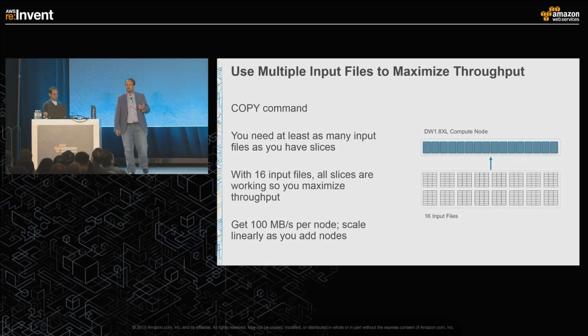You want those files to be similar in size to each other, of course, and just one extra tip: files between 1 megabyte and 1 gigabyte gzipped work best in terms of performance.